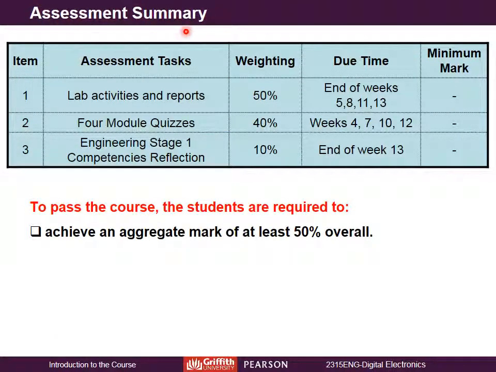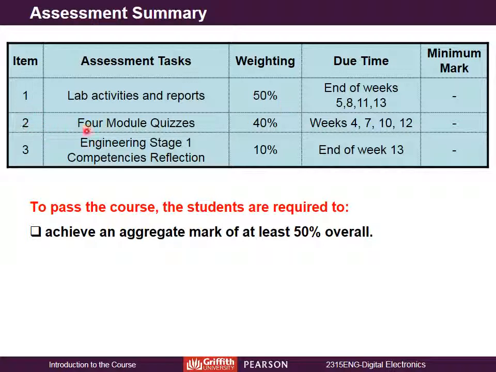Assessment summary. Assessment, I think, is the most important part in your study of this course. Totally, we have 3 assessment items. The first one is the lab activities and reports. As you know, we have totally 4 lab modules, and each module you need to submit 1 report. The total weighting for all the reports is 50%, and you are supposed to submit your report within 1 week after you finish each module.